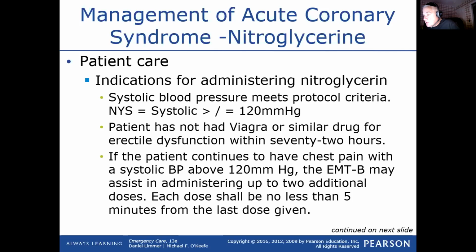So after you give the first dose of nitroglycerin, if the pain doesn't go away and the blood pressure stays above 120, you can give a second dose, and then you could wait another 5 minutes and give a third dose as long as the blood pressure stays over 120. So you can give a total of 3 doses to try to relieve the pain. And that's actually what the patient is told to do. The patient is told to take a dose of nitroglycerin if they have chest pain. If it doesn't relieve it, to take a second dose and a third dose. And then if it doesn't relieve it, to call the ambulance because they may be having a heart attack.